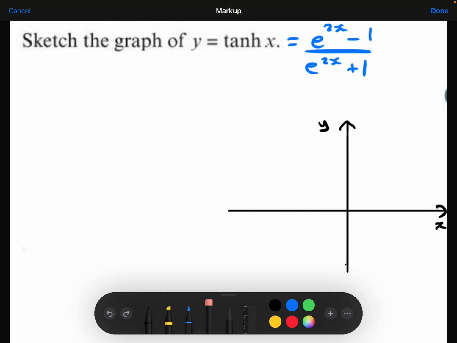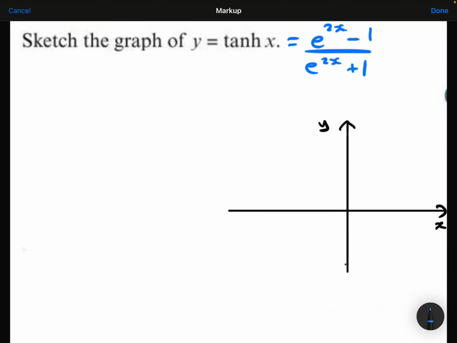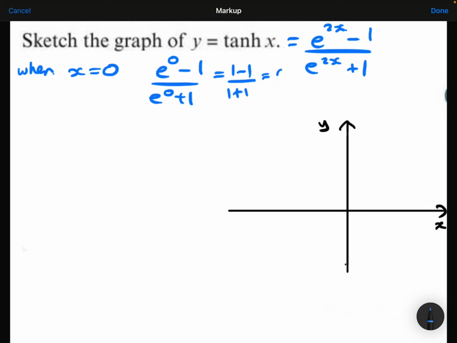Right, first of all, let's think about what happens at the origin. So when x equals 0, tanh is going to be e to the power 2 times 0 minus 1 over e to the power 2 times 0 plus 1, which is 1 minus 1 over 1 plus 1, which is 0. So it's going to go through the origin. It's going to go through 0, 0.